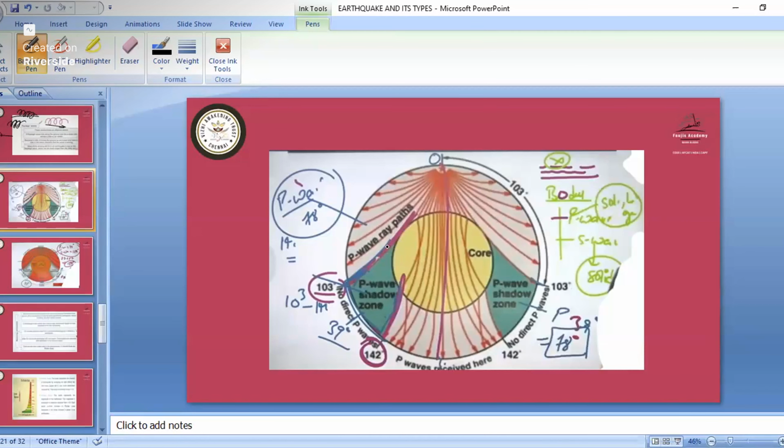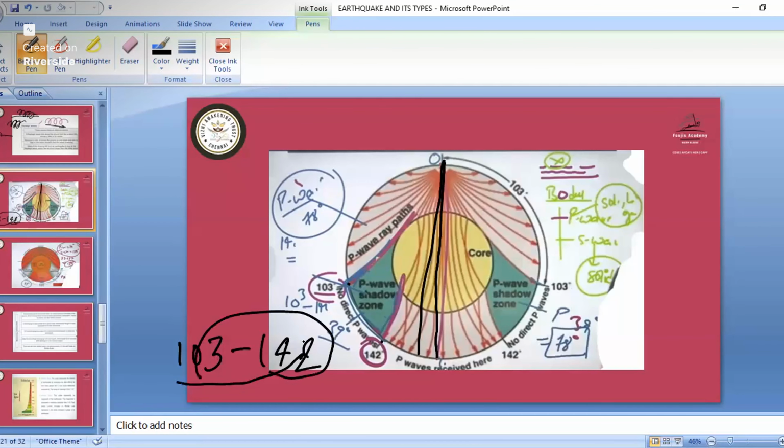So inside the earth, we have the shadow zone of the P wave from 103 degree to 142 degree. See, this is 180 degree. So from 103 degree to 142 degree, we do not feel the earthquake. So this is known as the shadow zone of the P wave. And also on both the western side and the eastern side, from 103 to 142 degree, both sides we have 39 degree plus 39 degree as the shadow zone. So totally we have 78 degrees shadow zone in the P wave.